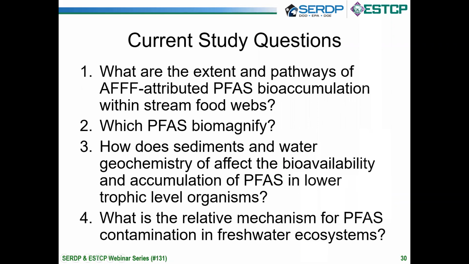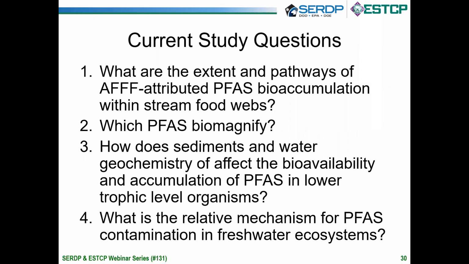The 4 guiding questions that bridge these 3 connected studies are as follows. First, what is the extent and pathway by which different PFASs bioaccumulate and/or biomagnify within stream food webs exposed to AFFF-attributed contamination? Second, which PFAS biomagnify, and does this biomagnification correlate with chain length?